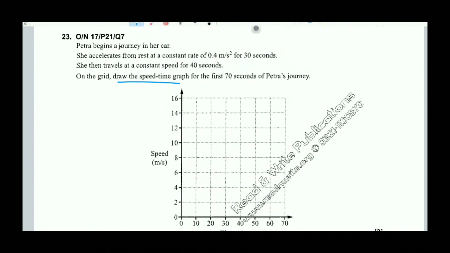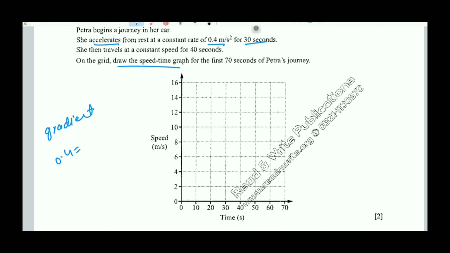She begins a journey in her car. She accelerates from rest at a constant rate of 0.4. Acceleration is given to you. Acceleration here means gradient. So time is given to you. So gradient is 0.4, and gradient is y2 minus y1 over x2 minus x1. The first 30 seconds, these are the first 30 seconds.